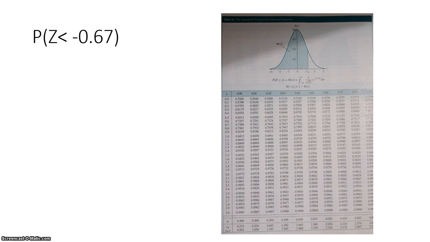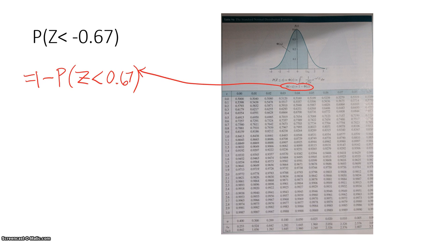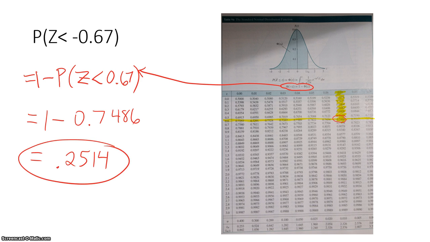Using the table, I'm going to use table 5a this time because that gives me areas in the lower tails. I know that I can find this probability by taking 1 minus the probability that z is less than 0.67. I find 0.67 in my table. So that's 1 minus 0.7486, which gives me a probability of 0.2514.